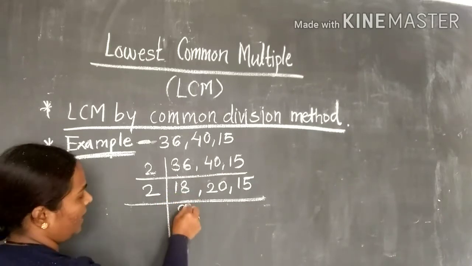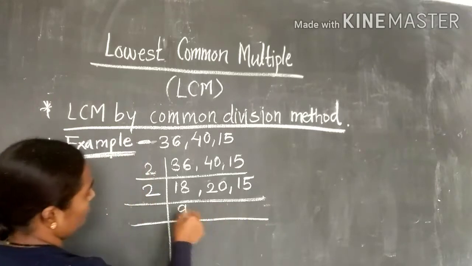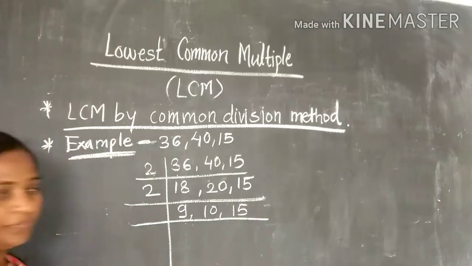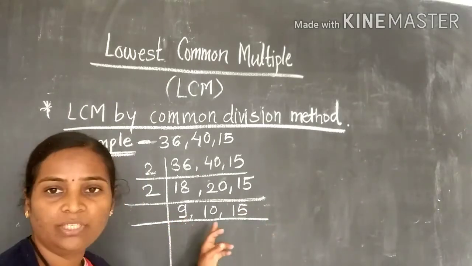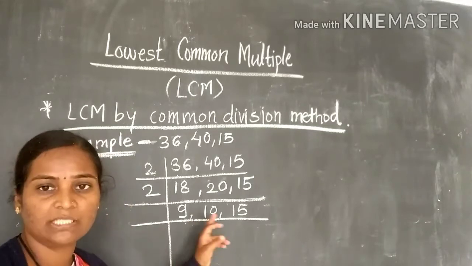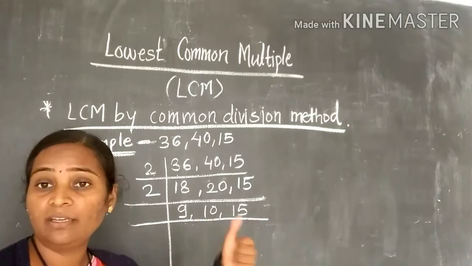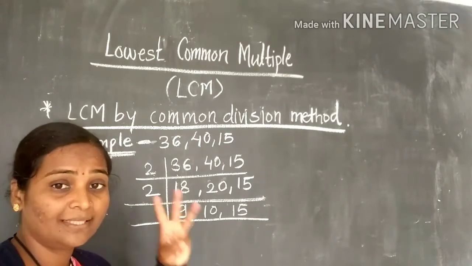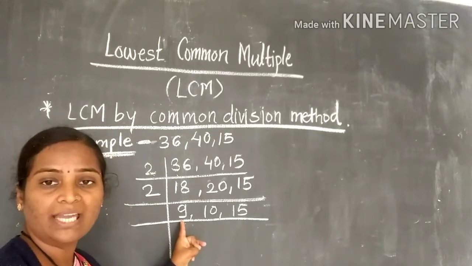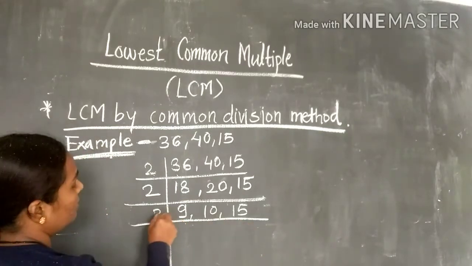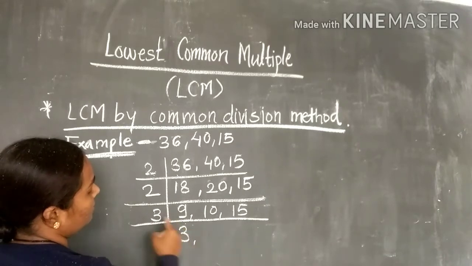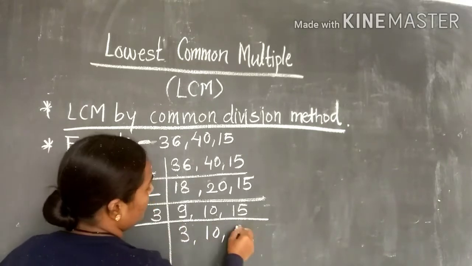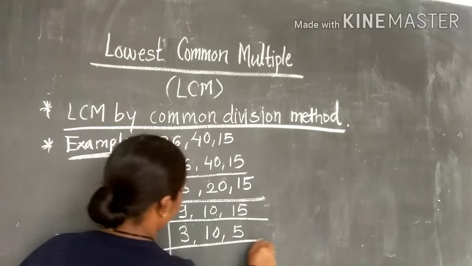2 9s are 18. Okay. Then 2 10s are 20. And 15 you should write below as it is. Okay. Now by 2 it is not divisible. See, 9 is not divisible, but 10 is divisible, and 15 is again not divisible. Now what you have to do, you have to take the next prime number, that is 3. By 3 you can divide this 9 and 15. So I have taken 3 here. 3 3s are 9. 10 would not be divisible, so write the 10 as it is. Then 3 5s are 15.